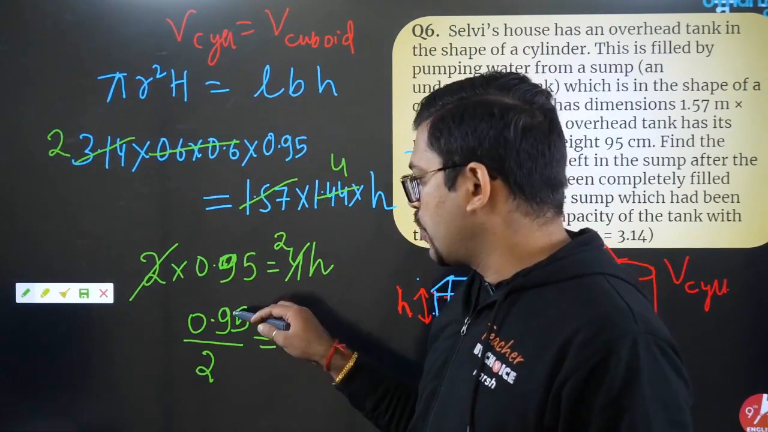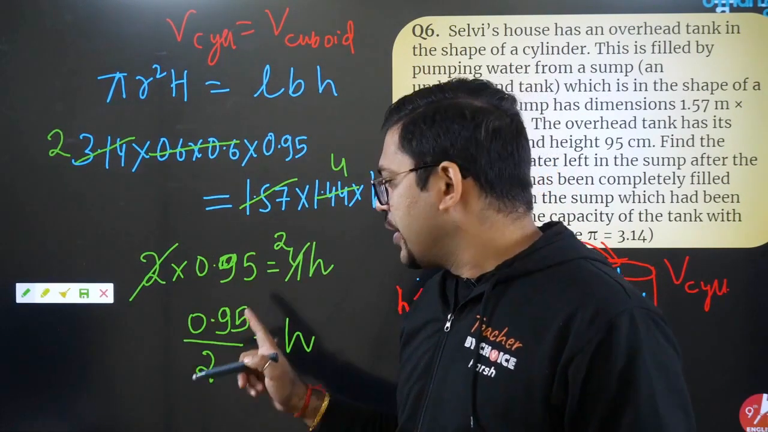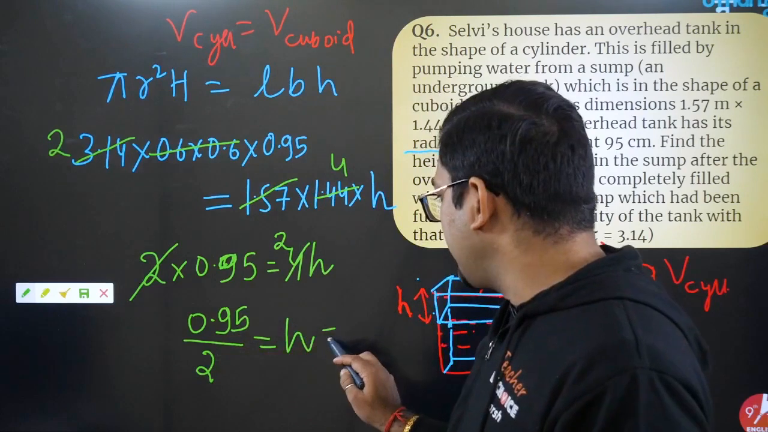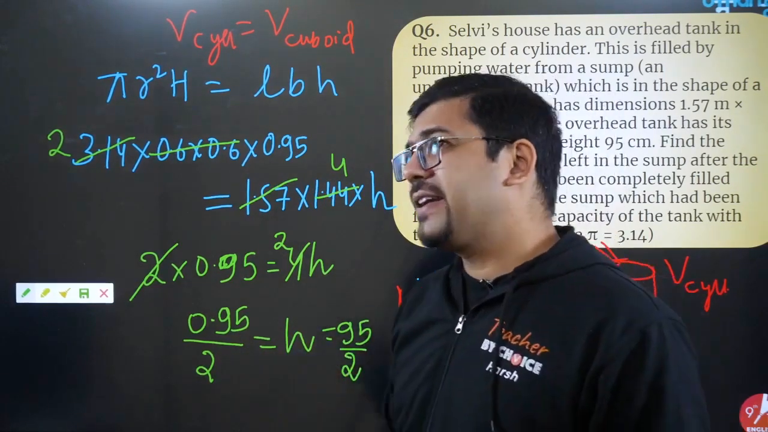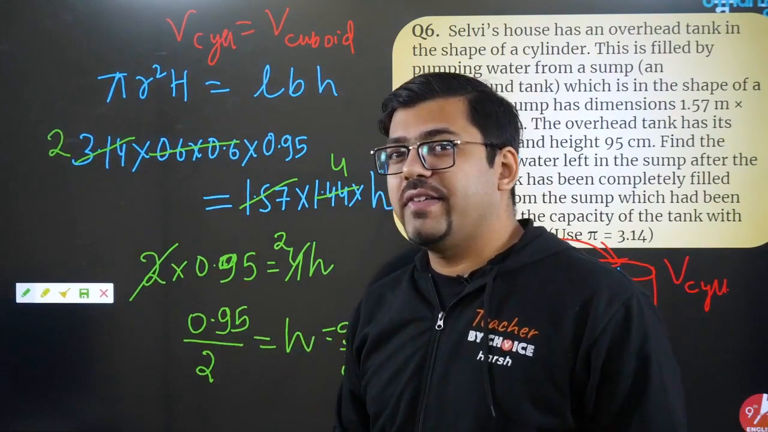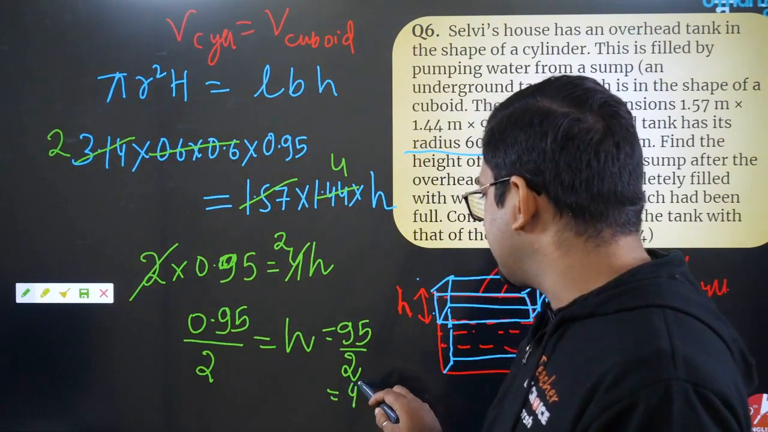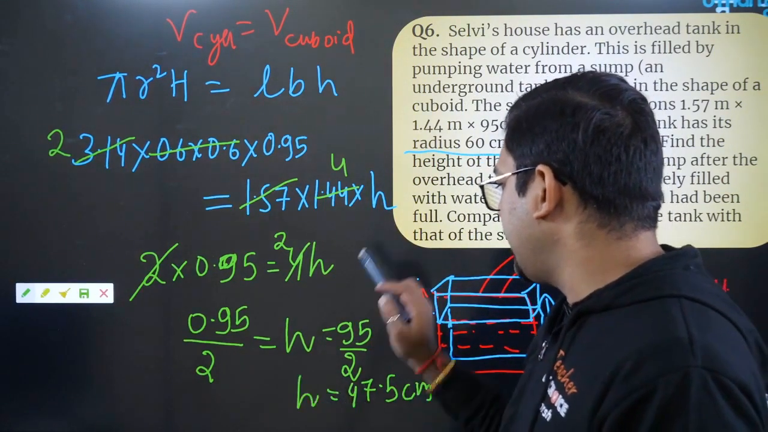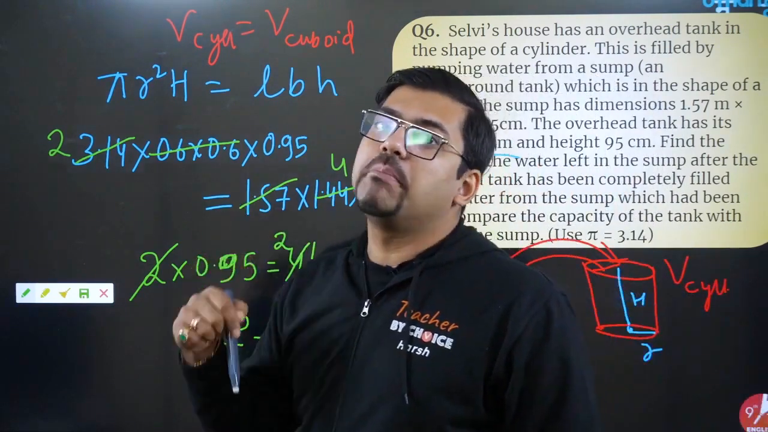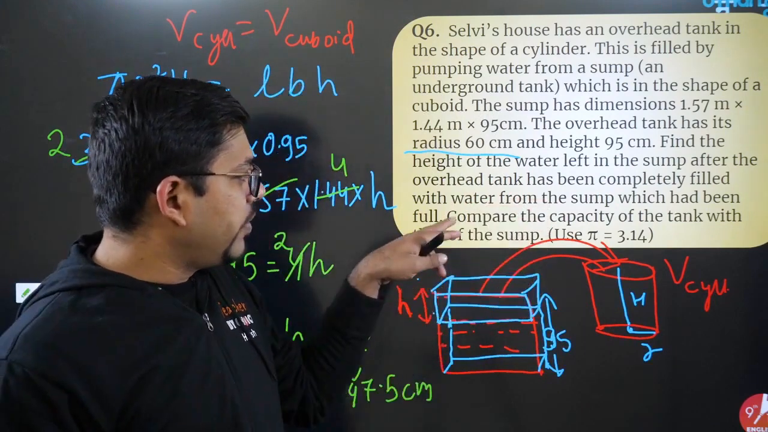So 0.95 divided by 2. 0.95 is in meter, I hope you know that. So this is precisely 95 centimeter by 2. 95 by 2 should be around 47.5 centimeter. So this should be the height which will get emptied, isn't it? So this much level of water will come down.